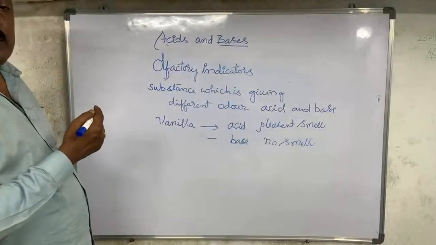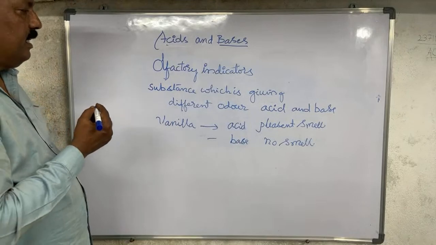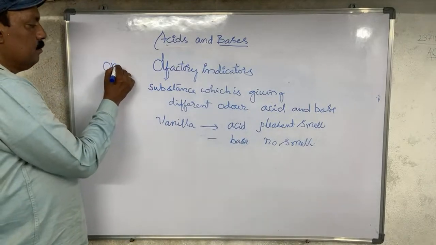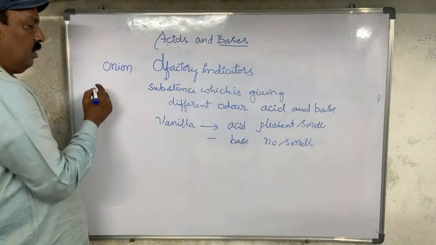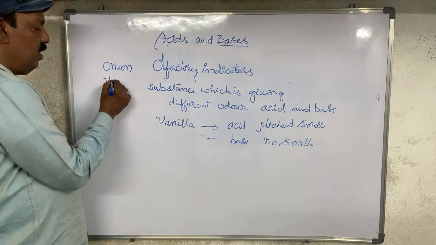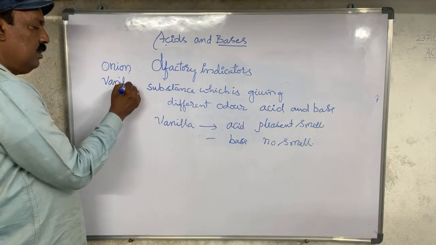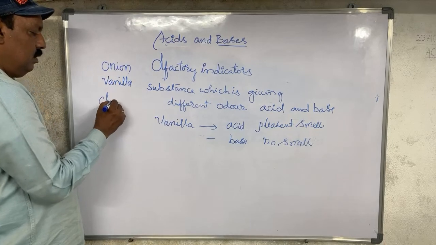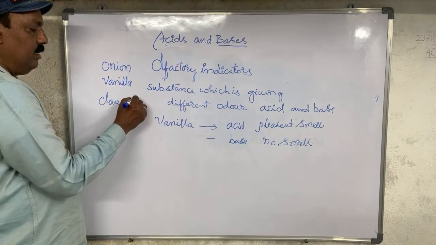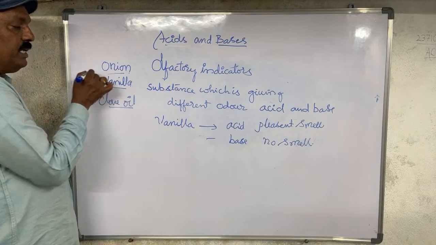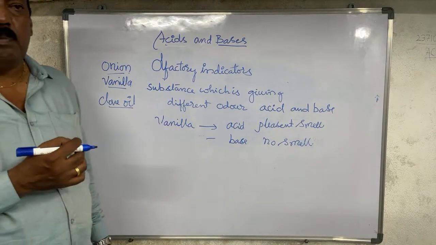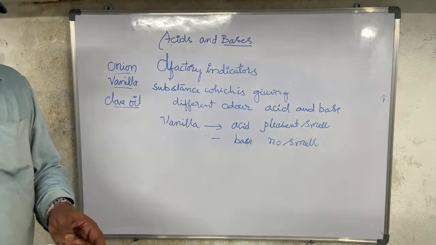Some other examples for olfactory indicators are onion, and vanilla I already explained, and clove oil. Clove oil is used whenever severe tooth pain is coming, the clove oil is touched there. So that is the situation.